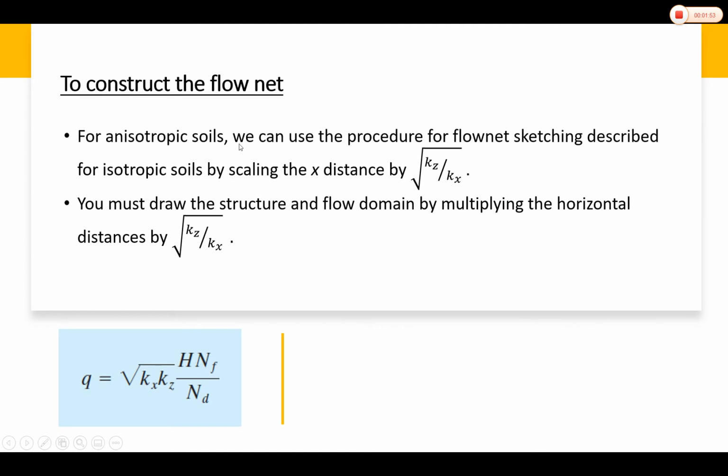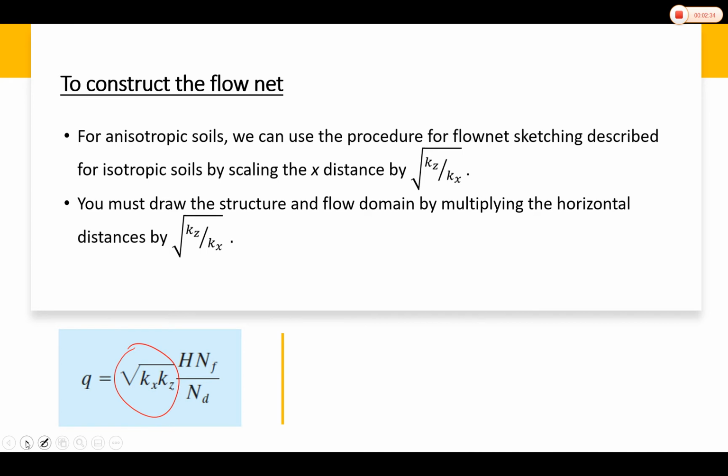Okay, so to construct the flow net for the anisotropic, we scale the x distance by square root of kz over kx. Okay, kz referring to the vertical permeability and kx referring to the horizontal permeability. And then at the end of the day, you will need to calculate the quantity of seepage by using these equations. It's quite similar with the isotropic, previous cases. Alright, but for the K we will have this value.